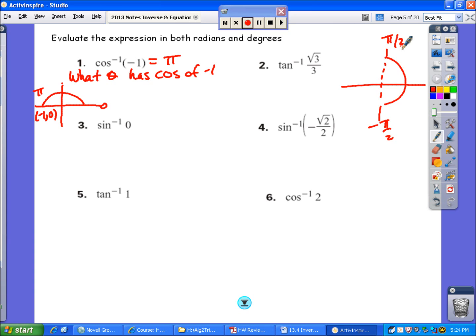Now, since this is positive, we want the 30-degree family. We're in the first quadrant and the fourth quadrant. Tangent's only positive in the first quadrant. So that means our answer is pi over 6, which is the 30-degree family. They want it in radians and they want it in degrees. So we should have had this answer as 180 degrees also, because that's what the directions are asking us for.